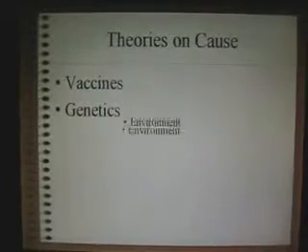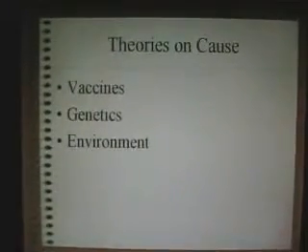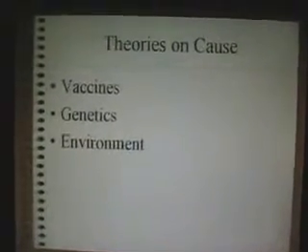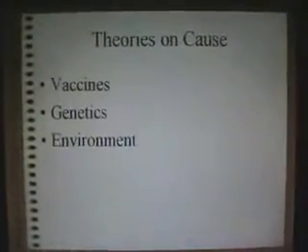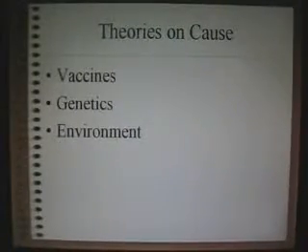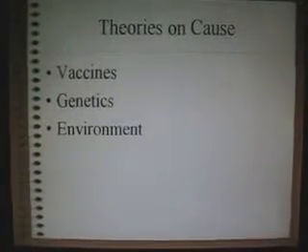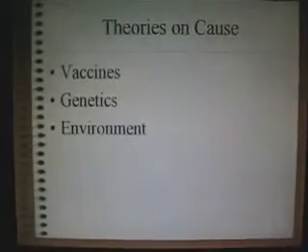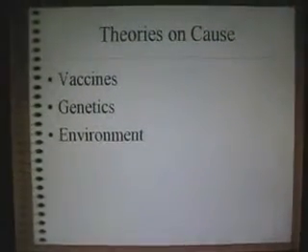Another big theory out there is the environment. So some experts believe that some sort of pollution or something in the environment has caused autism. And there are so many theories on why autism is there. And some other examples include food allergies or immune deficiencies.